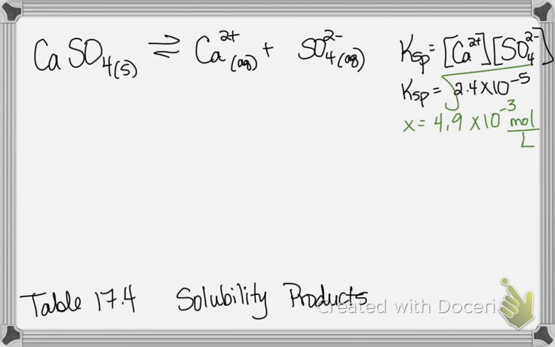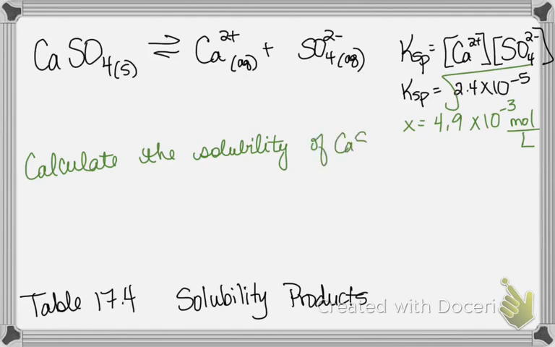Now, some problems might say calculate the solubility. That is different than the molar solubility, simply leaving out that word. So calculate the solubility of calcium sulfate. It's the same thing we've done, except solubility means that we need it in grams per liter, not moles per liter. So typically, if you needed to calculate the solubility of anything, you are going to first calculate the molar solubility, which we did here.